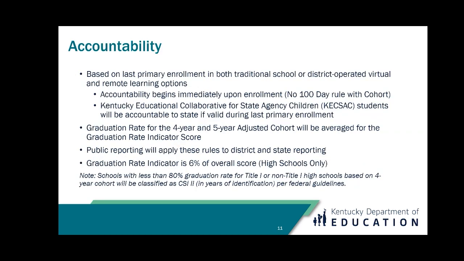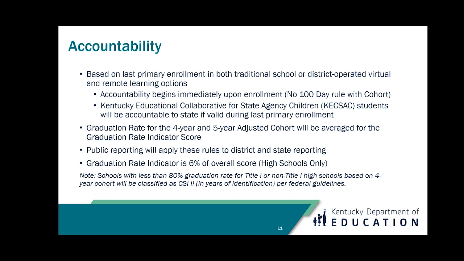Now we will talk about how this all fits into accountability. Basically, it is based on the last primary enrollment in both regular or district-operated virtual or remote learning options. Accountability begins immediately upon enrollment, so there is no 100-day rule with cohort. If a student is enrolled in a district-operated virtual learning option, their last primary enrollment will code to the district providing the program. Kentucky Educational Collaborative for State Agency Children, or KECSAC students, will be accountable to the state if their license was valid during their last primary enrollment.